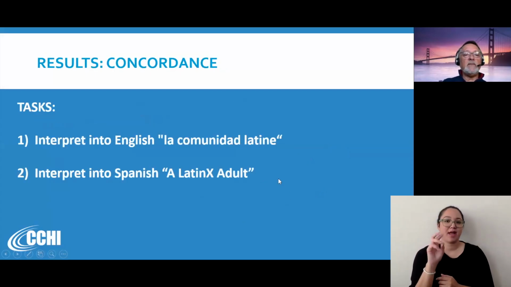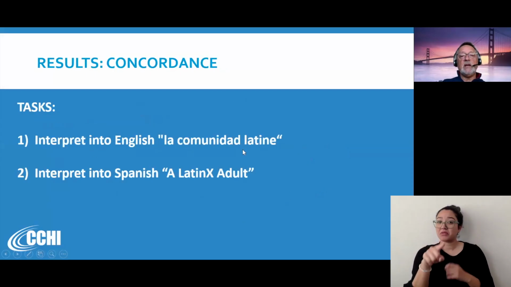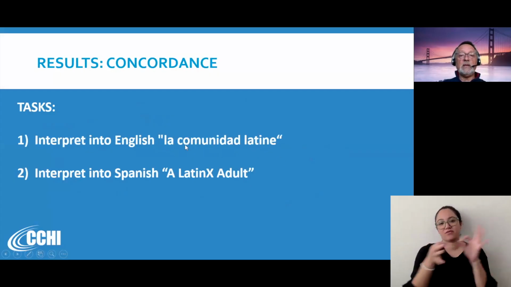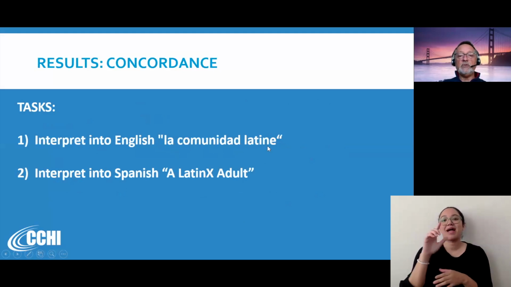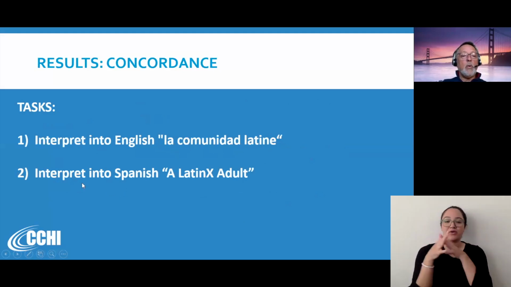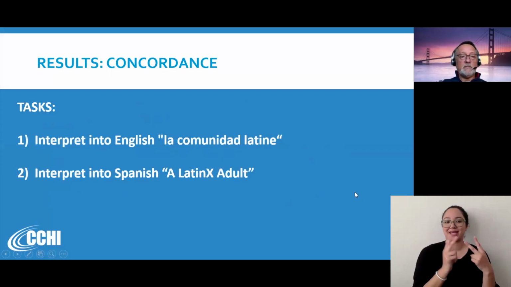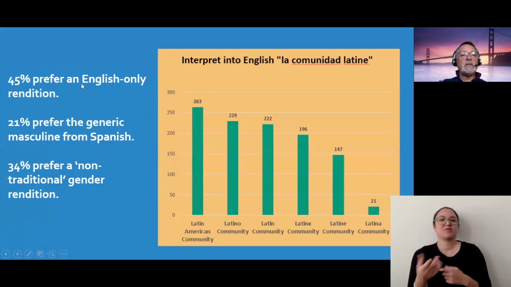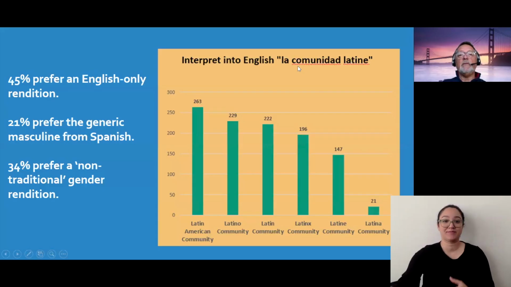So the task we gave them was to interpret into English this simple phrase, which in English is the Latin American community, but we put it in a gender neutral term. Or interpret into Spanish a Latinx adult. And what we found was 45% prefer an English only rendition, Latin American community. So an English gender neutral rendition of La Comunidad Latina.